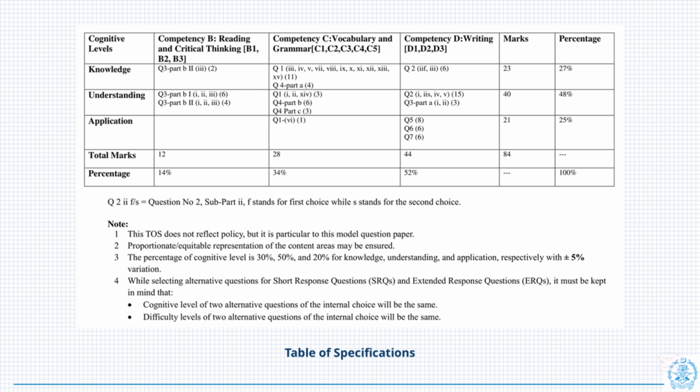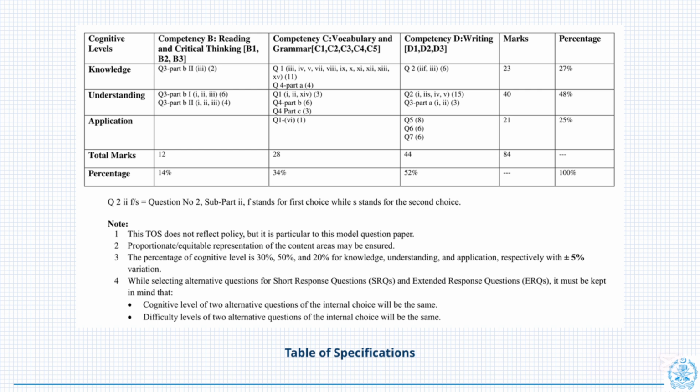Application, which is 20%, challenges the students to apply their knowledge in practical or unfamiliar contexts, requiring problem solving and constructive thinking. The questions are further categorized into three main competency areas, with marks allocated proportionally to their significance. Competency B, Reading and Critical Thinking, is allocated 12 marks, which constitutes 14% of the total.